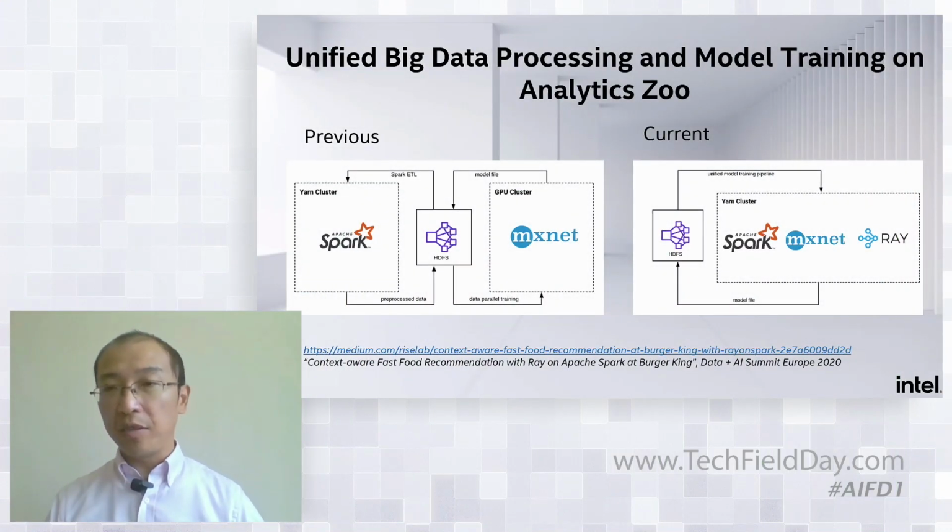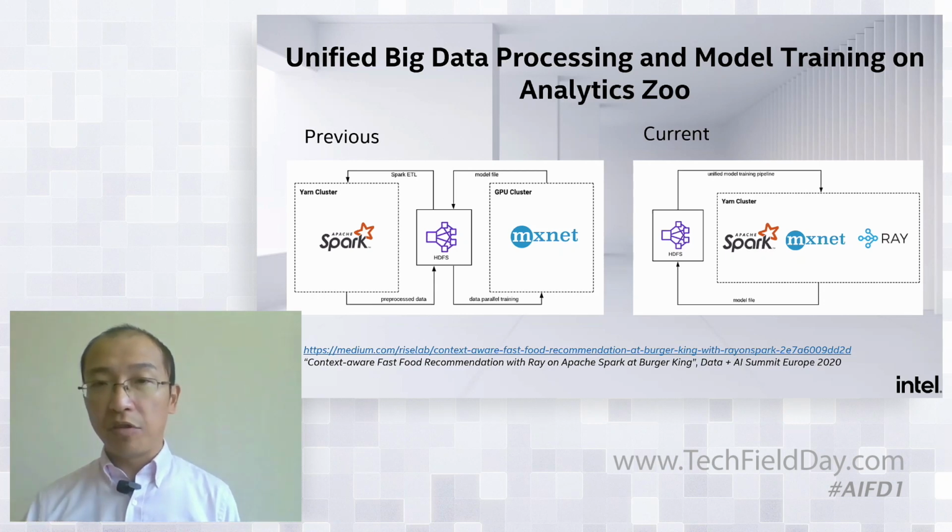I mentioned a little bit, using Ray on Spark to provision your MXNet training, and inside the Yarn cluster, we can directly feed the Spark in-memory data into a Ray cluster for distributed training.